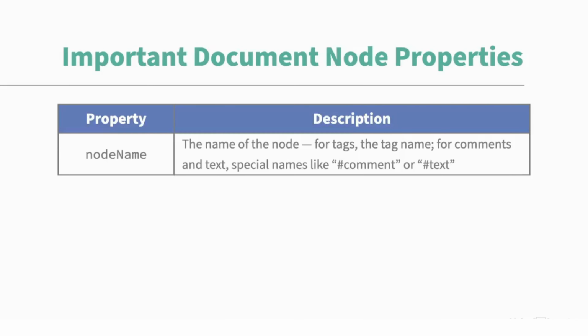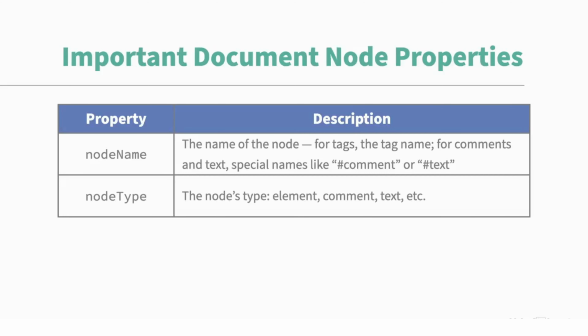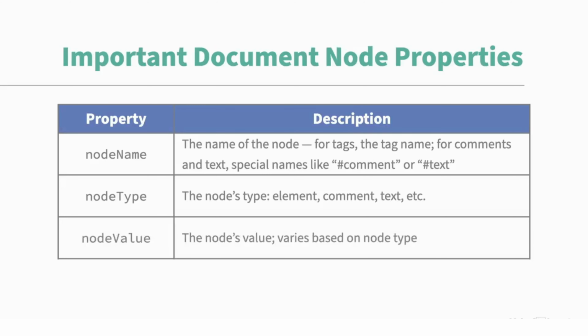For example, the node name property is the name of the node. For a tag, it's going to be the tag name. For things like comments and text nodes, it will be a special string like #comment or #text. The node type property is the node's type, and it's a numerical value that represents what kind of node it is. So there are numerical constants for things like elements, comments, text, and so on. The node value property is the value of the node, and this varies based on the node type. So for example, the node value of a text node would be the text content.